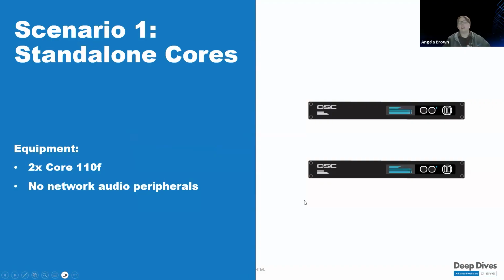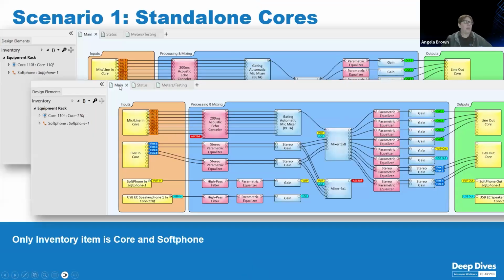Our first scenario is two cores. I told you this was basic. You have two Core 110s on your network, but they don't have any peripherals. There's no network audio devices. There's nothing. They're just both sharing network space. They might be running a simple file like what you see here, but you can see we don't have any streaming Dante. We don't have any peripherals. We don't have any other devices.